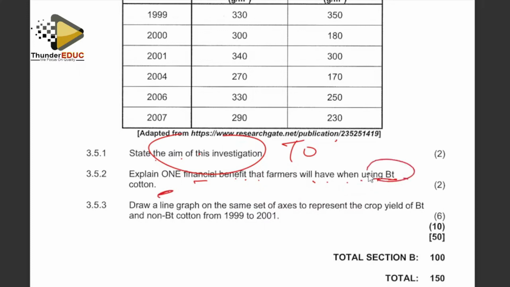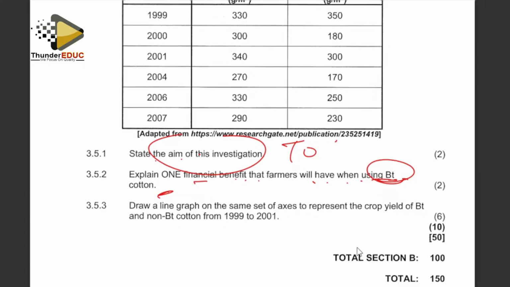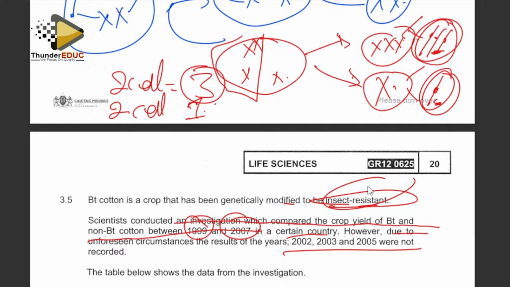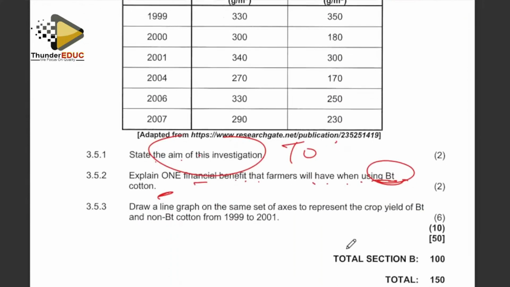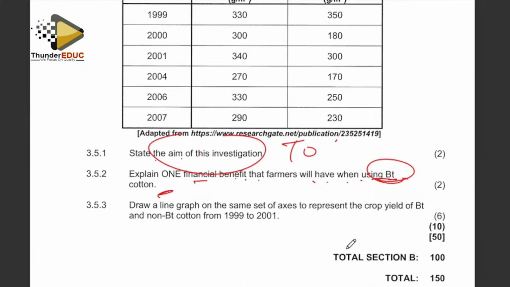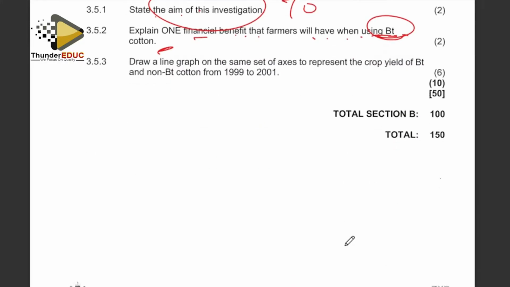Remember, this is much more resistant. Since it is much more resistant, the farmer will reduce the cost of the pesticide or insecticide, because they are the same thing. The farmer will reduce the cost of the insecticide application. Yes, insecticide or pesticide application. That's it. And then now they're saying to draw the line graph.